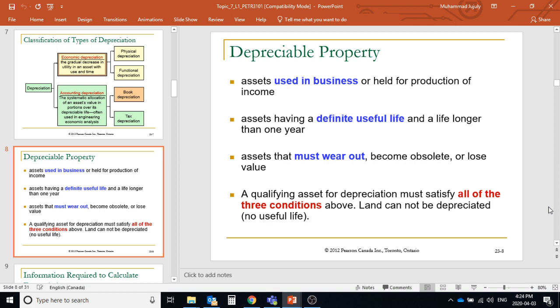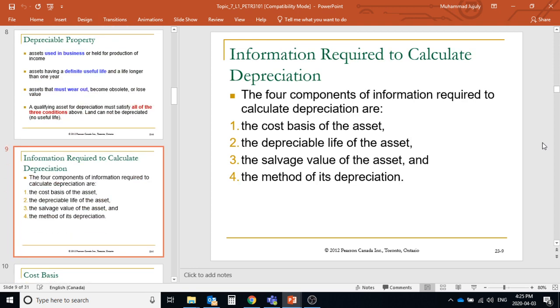Now there are depreciable properties, which are depreciable, which are not. For instance, land cannot be depreciated because the value of land does not wear out or become obsolete, number one. And the asset should have a definite useful life, and it should be used in business. So these are the primary definitions of the depreciable properties.